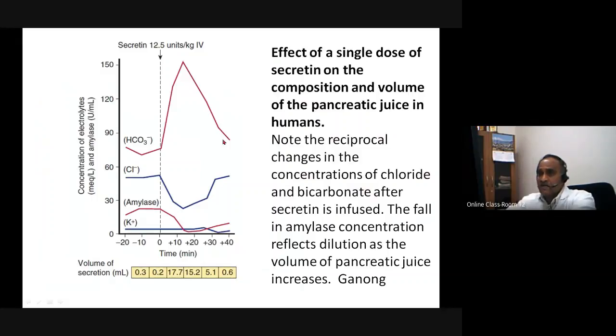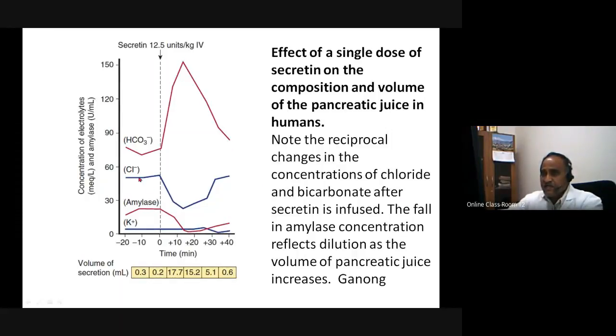Now come back here. What happens with a single dose of secretin on the composition and volume of the pancreatic juice in human beings? Here 12.5 units of intravenous secretin is given. And you just see that the bicarbonate level, which was at the basal activity, suddenly jumps up to 150. There is a peak within 10 minutes, and then it comes back.